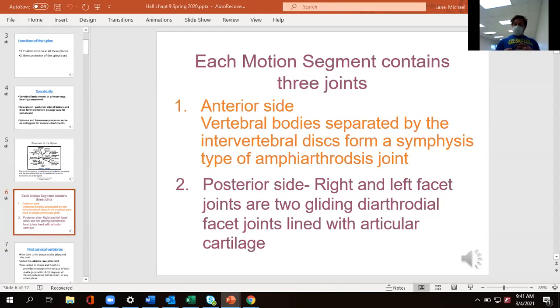All right, so the posterior side, that's where we've got the right and left facet joints, which are going to be gliding diarthrodial joints, and they're going to be lined with what's known as articular cartilage. Okay, so we've got that intervertebral disc padding the 2 bodies on the front side, and then we've got articular cartilage on the back side when we're looking at those facet joints.